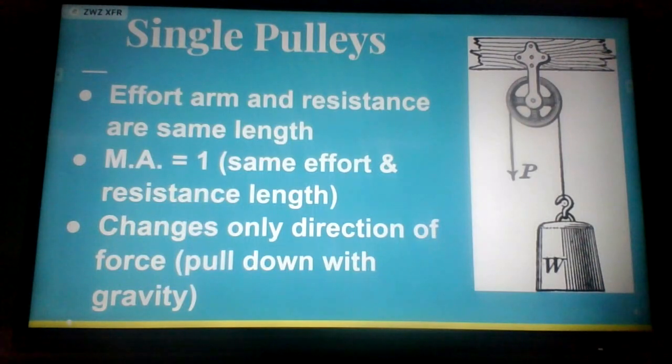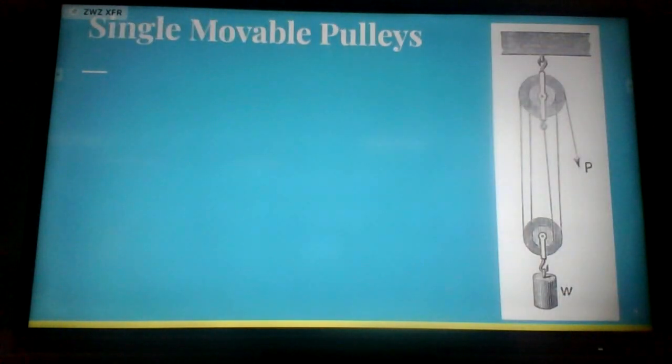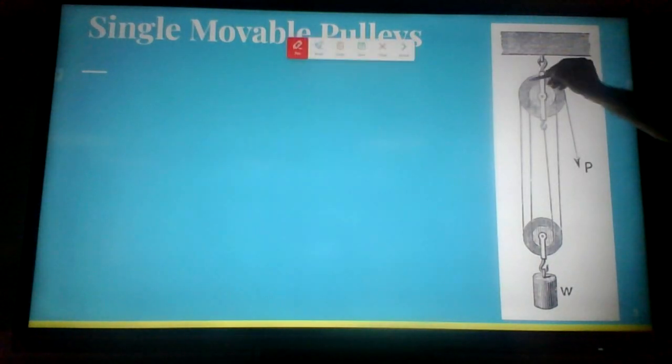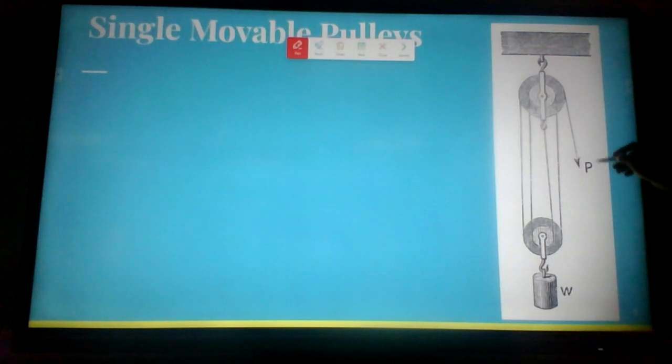Ready? Now, what about a movable pulley here? Now, let's see. We have 2 pulleys here. One here, one here. Now, follow the rope. Now, really, it is 1 rope, but if we look carefully, we'll see different sections of the rope. We're going to pull right here.